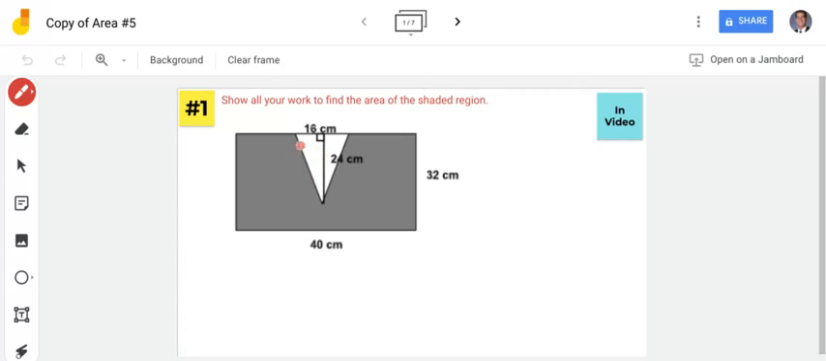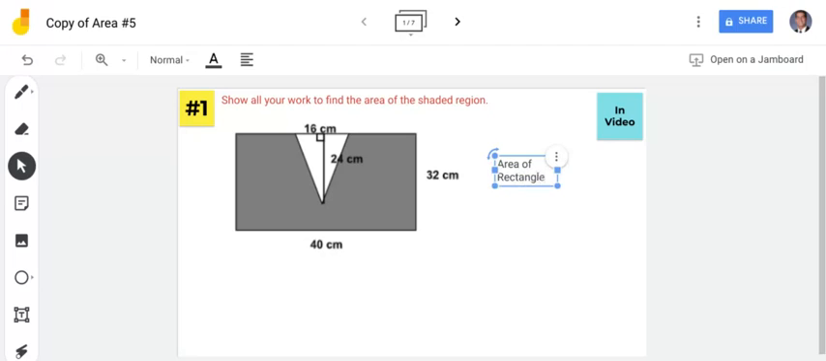Because if I imagine myself taking scissors and cutting out this triangle, I would only be left with the shaded region, which is what I want the area of. Okay, so let's first find the area of the rectangle. As you can see, I used a text box and I'm typing in area of rectangle. I can make this a little wider so that it's all on the same line.